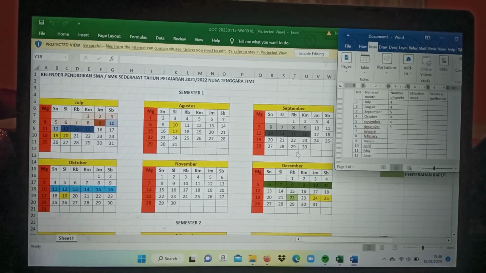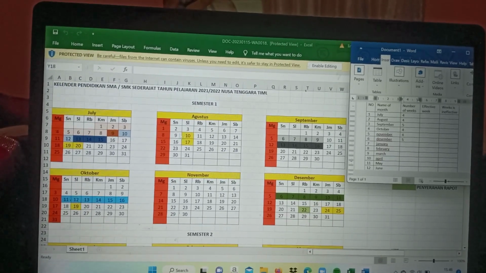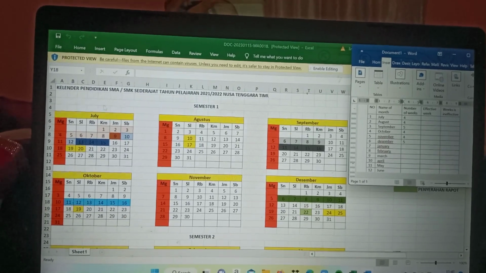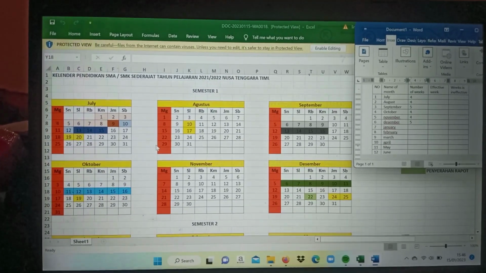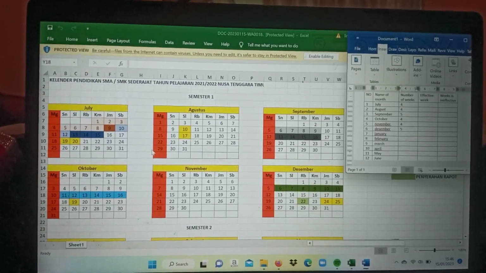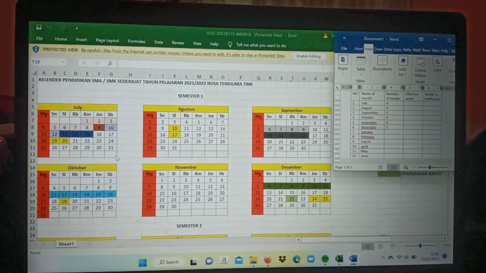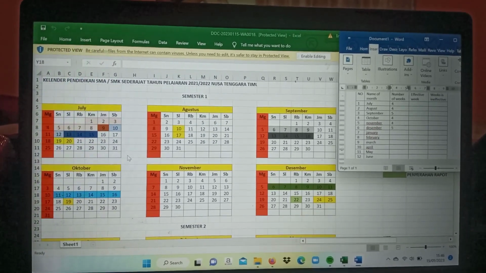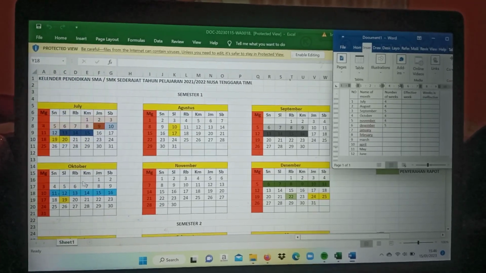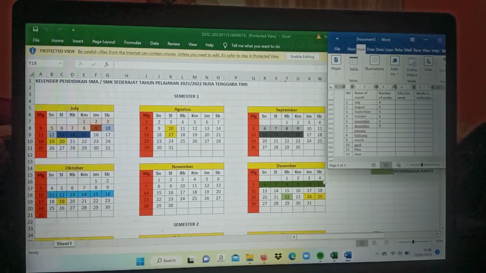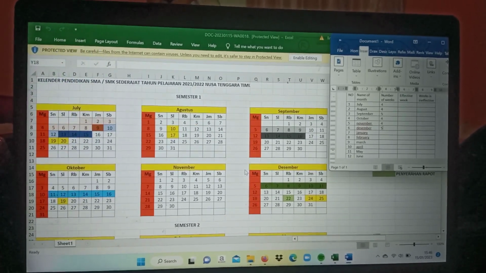Now we will start from semester 1, where the semester starts from July to December 2021. The first thing we have to calculate is the number of weeks in each month. As we can see in this calendar, there are weeks that only consist of 3 days, 2 days, and also 4 days. So how do you determine it?